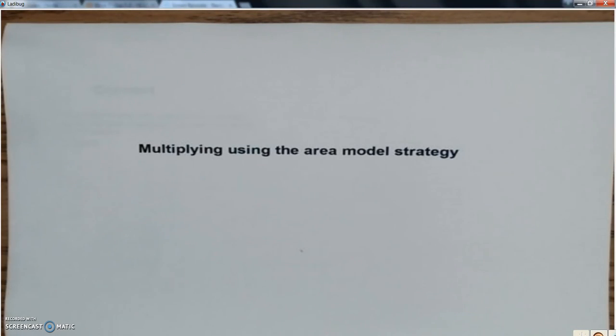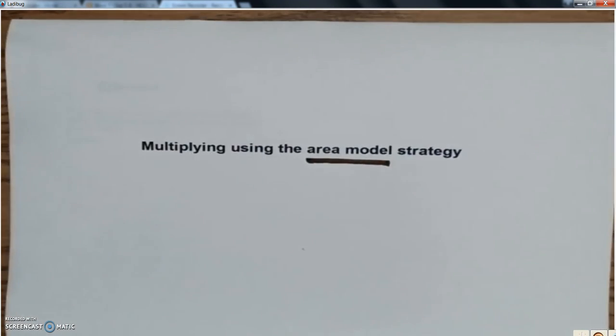Good evening, fourth graders. Yesterday I showed you a multiplication strategy for larger numbers called the partial products method. I want to show you a second multiplication strategy that you might like today called the area model strategy. Please pause the video. On your next page in your math notebook, write "multiplying using the area model" as your next title.